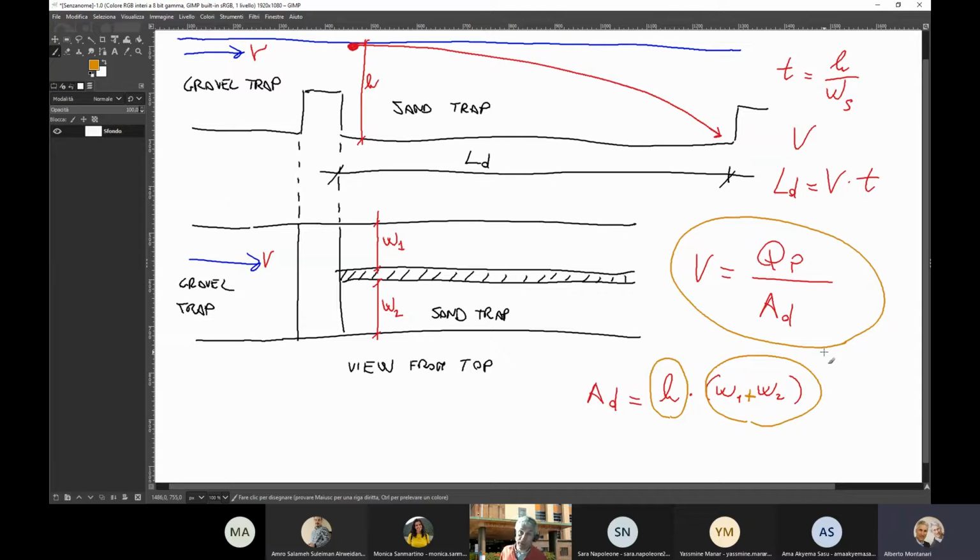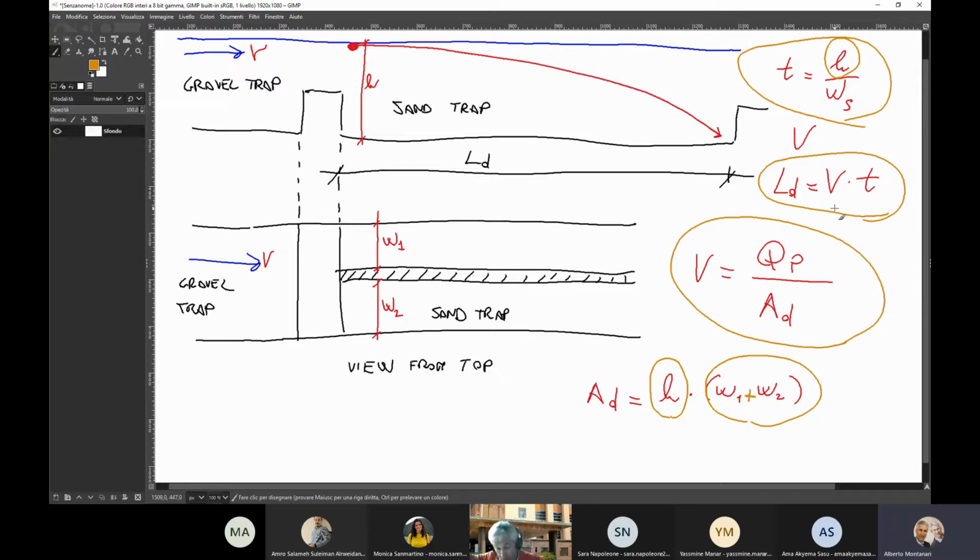What if you have a velocity that is too high or too low? Then you change your initial guess values for the depth and the width of the sand trap. So you may reduce the width if the velocity is too low, or you may increase it if the velocity is too high. And then you converge to a solution where the velocity assumes a satisfactory value. Very good. And then by knowing h and knowing ws, you estimate the time t. And finally, you come to the estimation of the length of the sand trap LD. And then you are done. Your sand trap is designed.